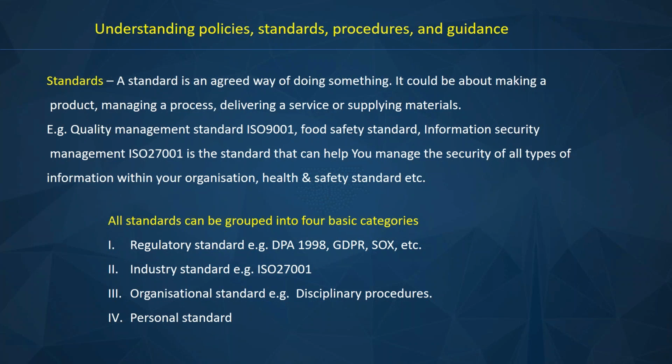And then we have personal standard, which are the things that you like and the things that you don't like. You have your own standard. You might see some product and say, no, I don't like that, it's below my standard. So these are the 4 categories of standard. But most important are the regulatory standard and the industry standard.